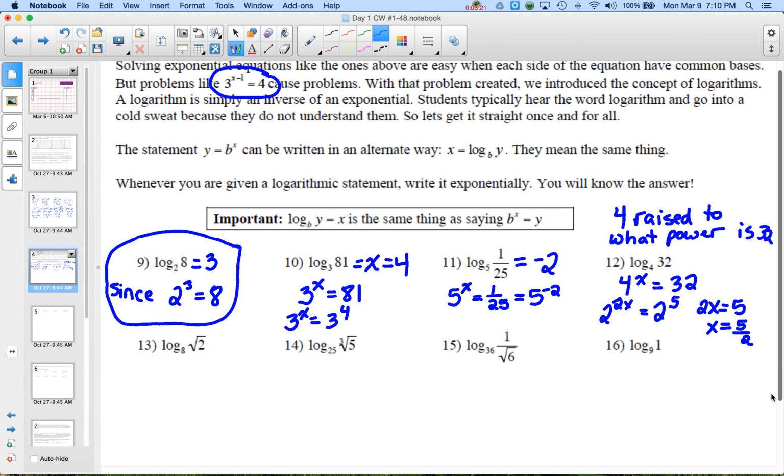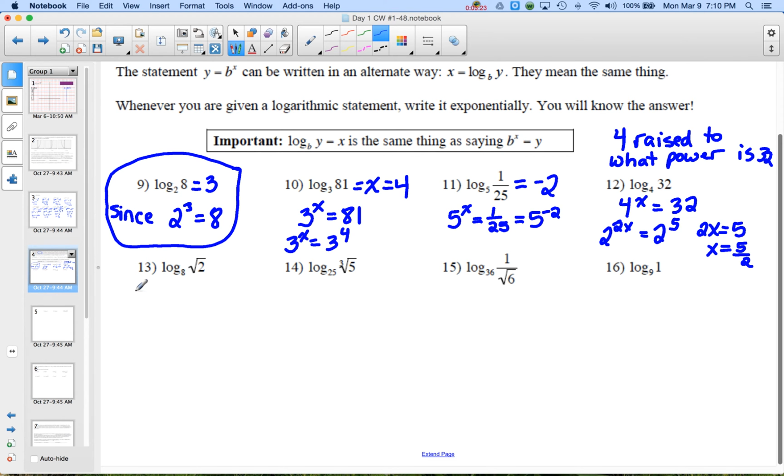Okay, next problem. 8 raised to what power? Now let's think about how we were supposed to rewrite this. Remember, this is a square root, so it's 2 to the 1/2 power. So we have 8 raised to what power equals 2 to the 1/2 power. So I'm going to find a common base, which would be 2. So I'm going to think of this as 2 cubed, so I'll have 2 to the 3x equals 2 to the 1/2. So 3x equals 1/2. Divide both sides by 3, and you get x equals 1/6.